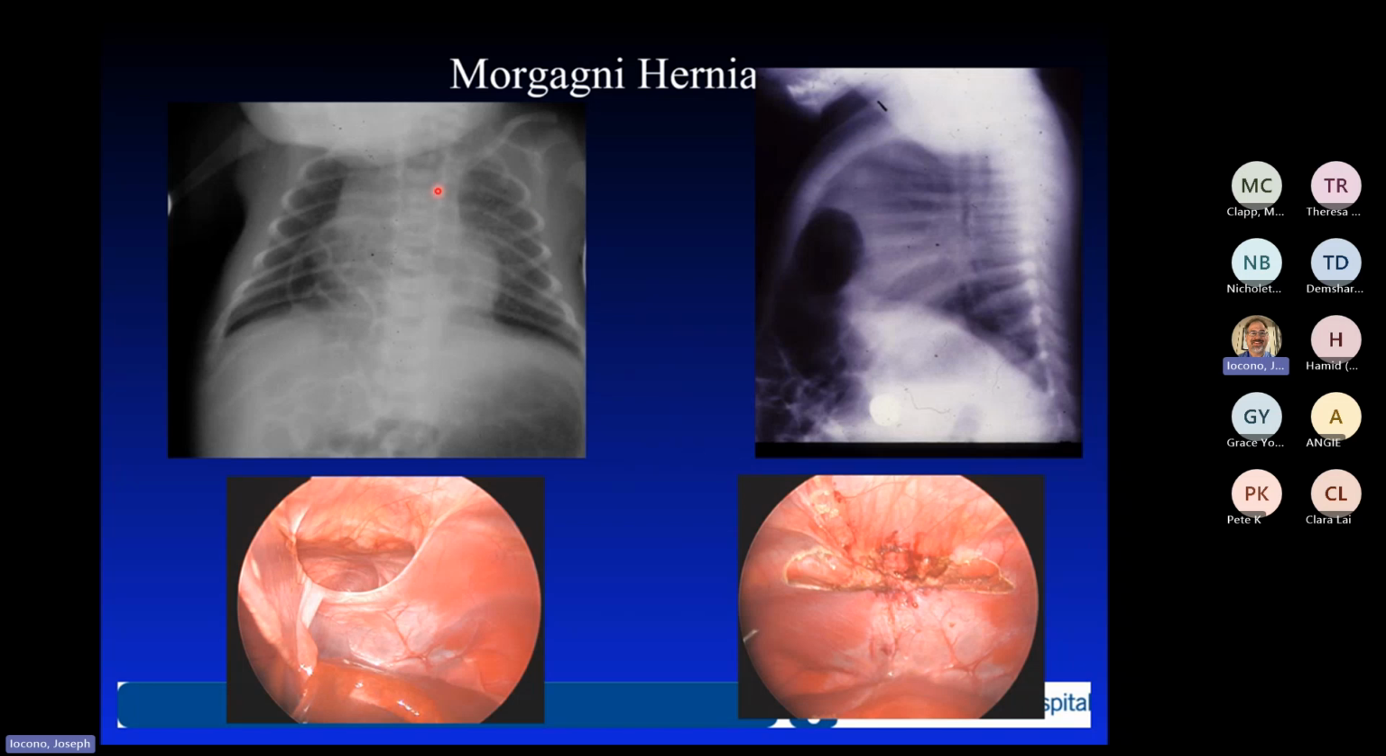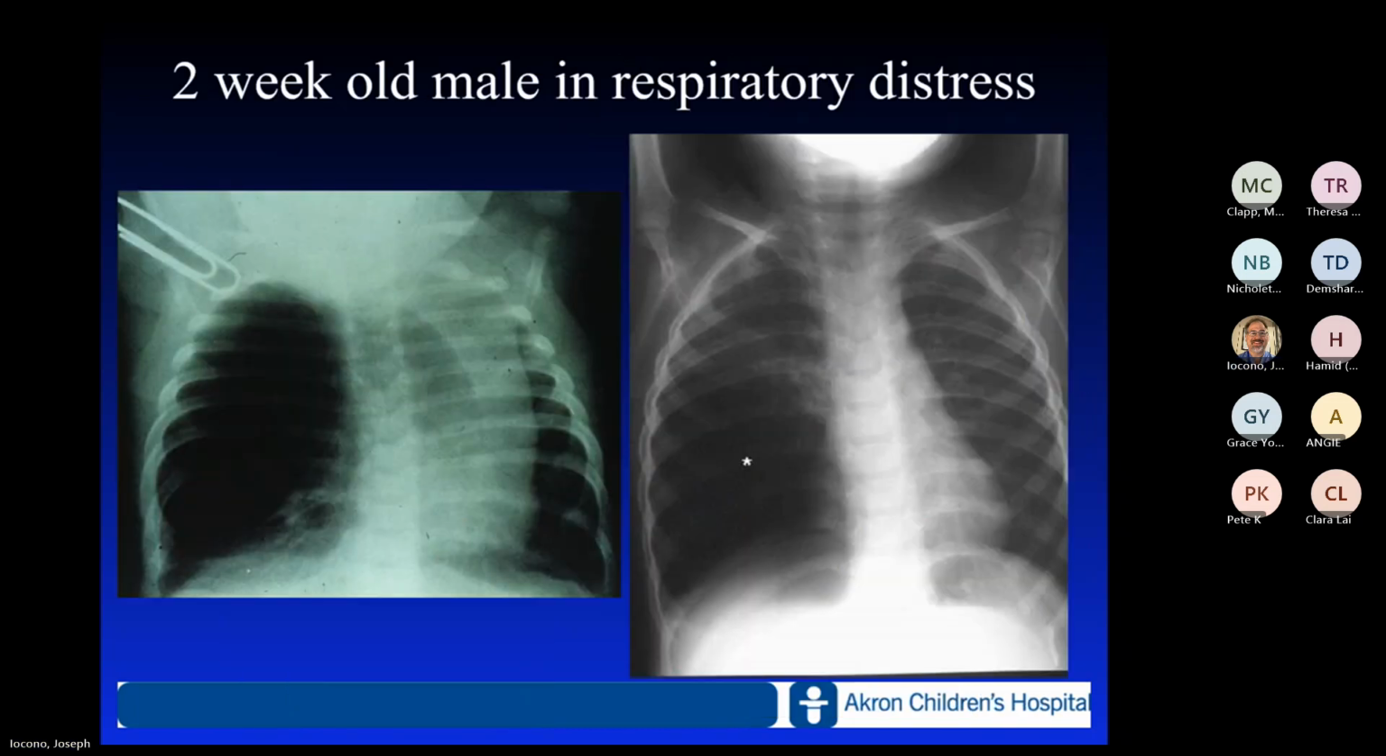This is what a Morgagni looks like. It's an anterior defect. It's really cool. It's got a big hole. You get to fix it laparoscopically and they go home and they flip it.